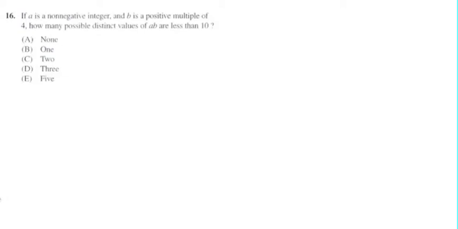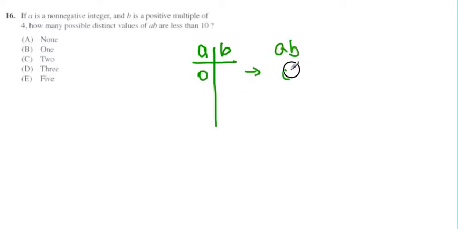Number 16. If a is a non-negative integer, which means it can be 0, and b is a positive multiple of 4, how many possible distinct values of a times b are less than 10? So when we have a and b, a can be 0. Then whatever b is, a times b will always be equal to 0.